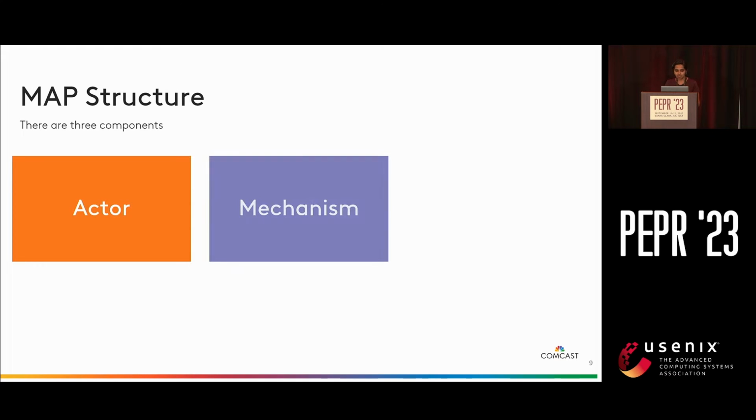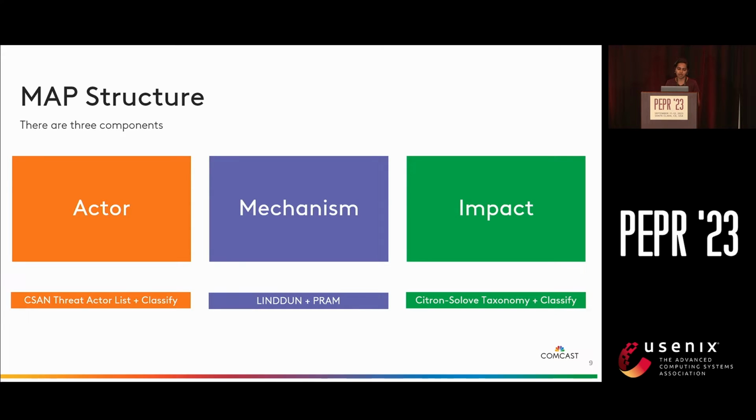So basically there are three components to MAP. You have the threat actor, which we developed from the CSA insider threat actor library, and we classify it. There is a threat mechanism, which we derive from LINDDUN and the privacy risk assessment methodology. And then we have impact, which we derive from Solove's taxonomy of privacy harms.